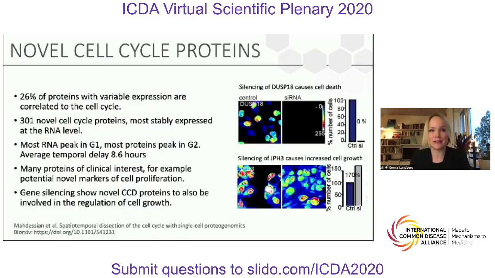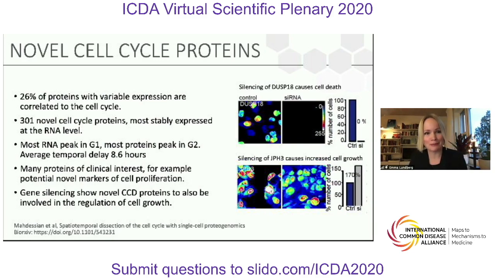So in total, to summarize, this is a very long study and it will be published soon, but there's a preprint available meanwhile. So 26% of the proteins that show cell-to-cell variability are correlated to the cell cycle. This is a much lower number than we expected. We found 300 new cell cycle proteins. Most are stably expressed at the RNA level. We found more cell cycle correlated proteins than we found cell cycle correlated genes or RNAs, which is also interesting. And there's many proteins of clinical interest here, also markers of cell proliferation.